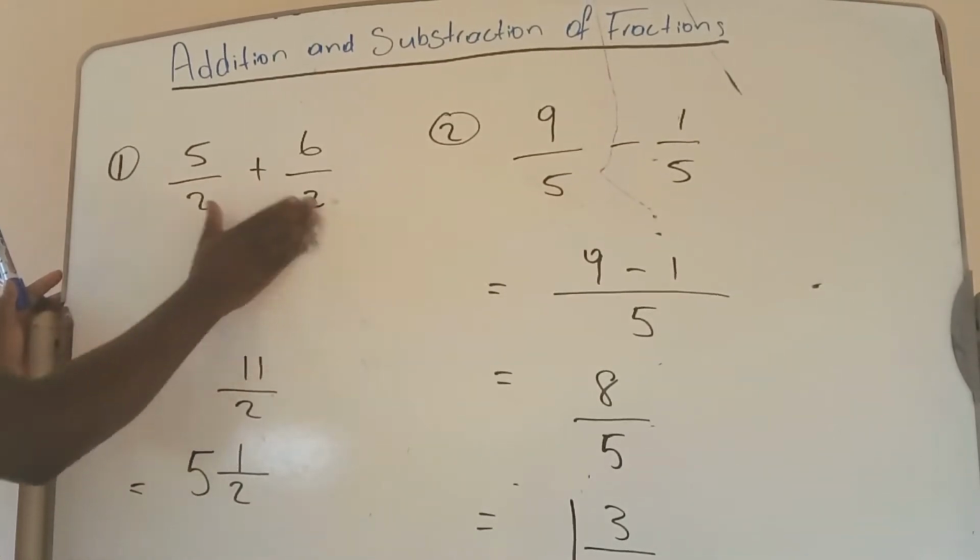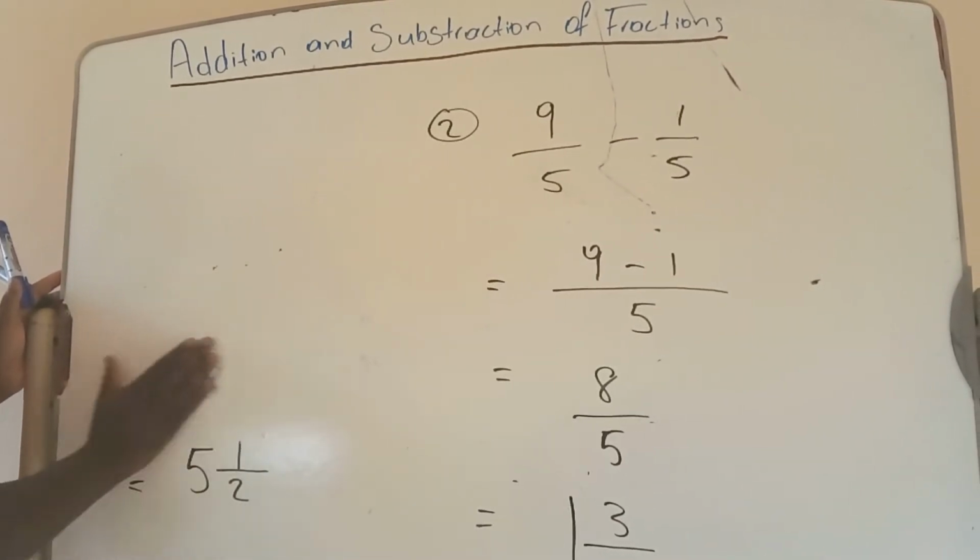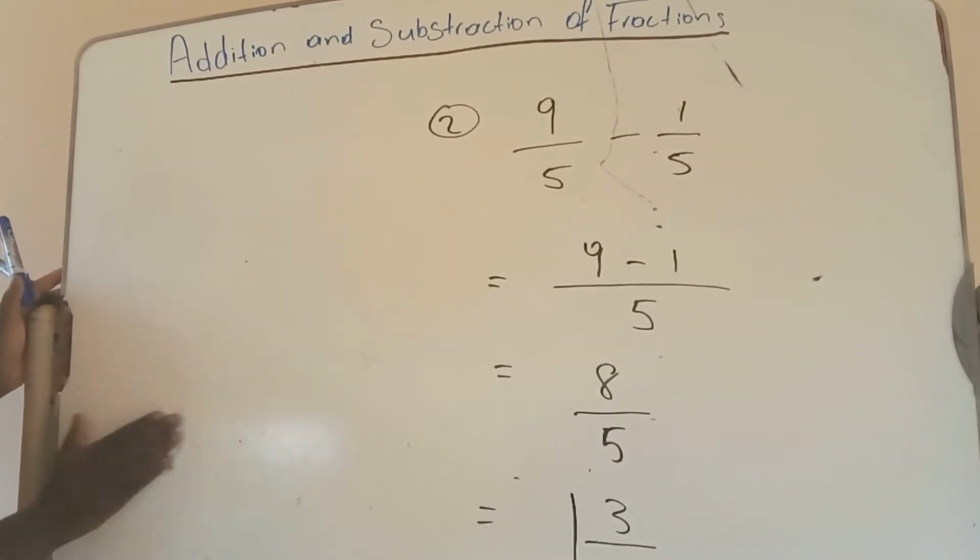Let's look at some cases where the denominators are not the same. What do you do?